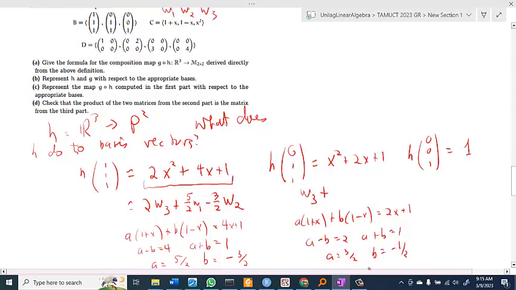Okay, and you can check that. Just make sure. So we have 3 halves minus 1 half is 1, and then 3 halves plus 1 half is 2. So that would be plus 3 halves times W1 minus 1 half times W2. And H of 0, 0, 1 is 1. So obviously this one is going to be W1 plus W2 divided by 2.